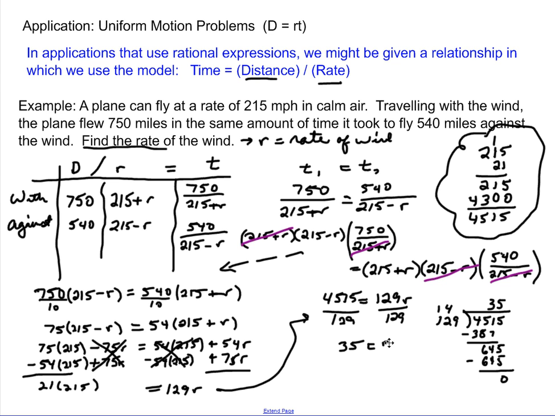Boy, that was a lot of fun, but let's see. What is our actual answer? That means that the rate of the wind is going to be blowing at 35 miles per hour in this problem. And we're done. Good luck.